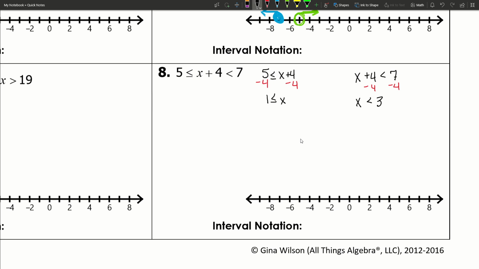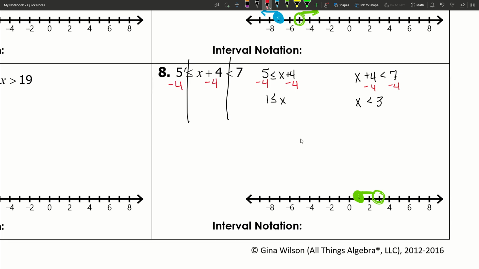So we would put a closed circle on 1, an open circle on 3, and we know AND functions are connected. If you did not like the split it up method, then you could also just do the same thing, just a little bit visually different. We need to subtract our 4 out of the middle. We want only x in the middle, so we subtract our 4 away.